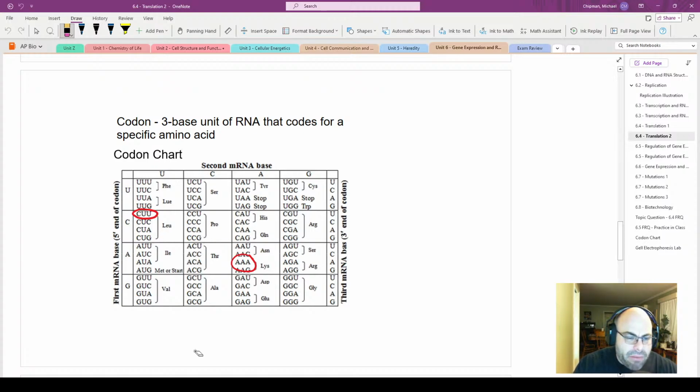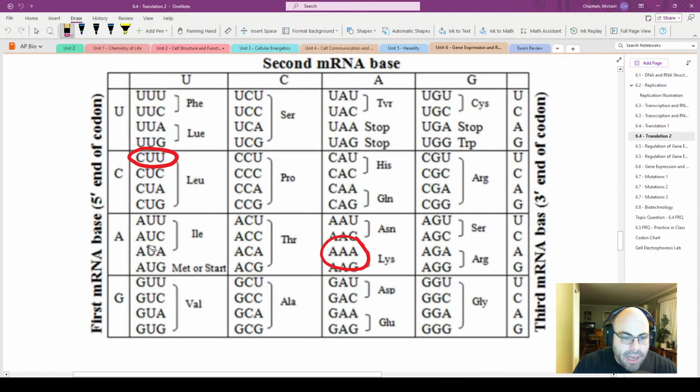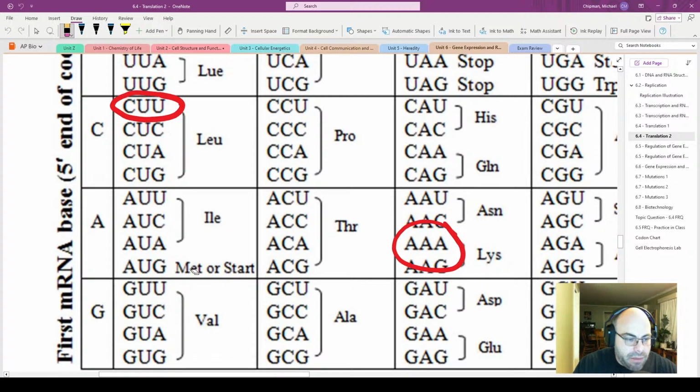Probably the only thing that I would remember is that AUG is the start codon. But AUG is also methionine. Individual steps of the Krebs cycle? No. You do not need to know the individual steps of the Krebs cycle. You just need to know that the Krebs cycle makes electron carriers. It's good.